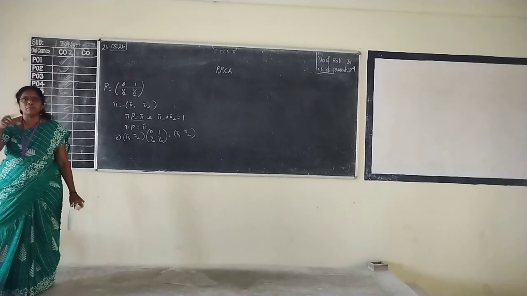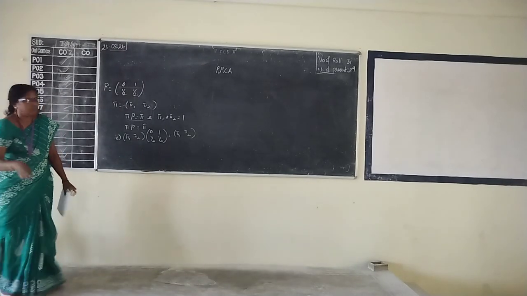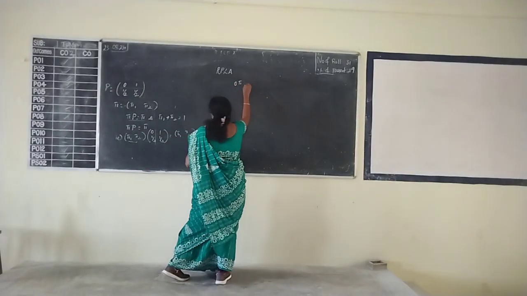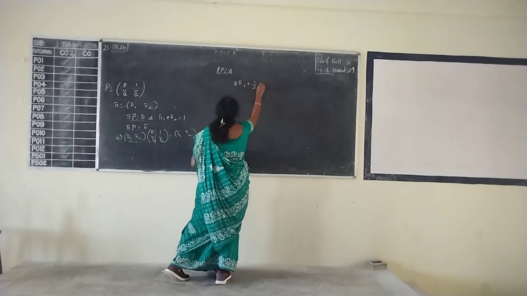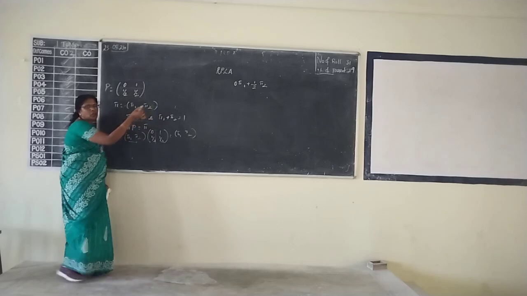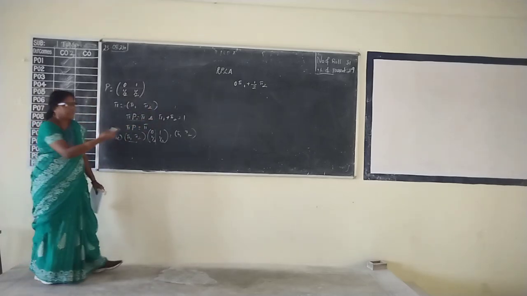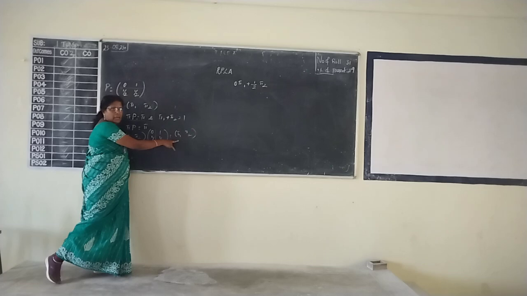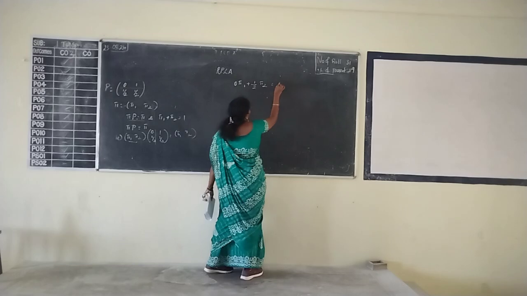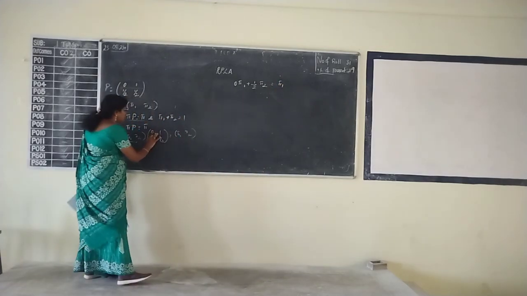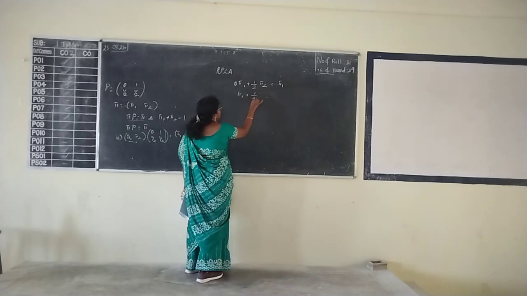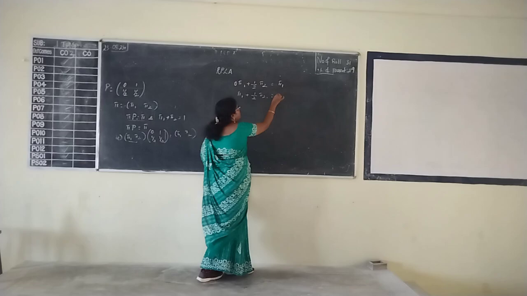Row into column or column into column? Row into column. Multiply this first row with first column. So what you will get? 0 pi 1 plus 1 by 2 pi 2, and this should be equal to pi 1 on the right hand side. So first column to first column should be equal to pi 1. Now multiply the first row with second column. What you will get? Pi 1 plus 1 by 2 pi 2 is equal to pi 2.